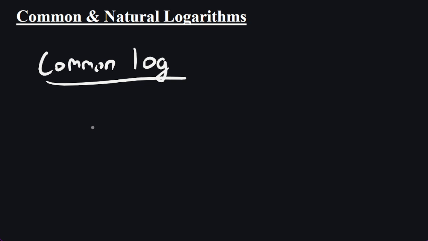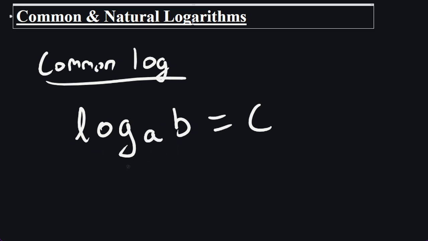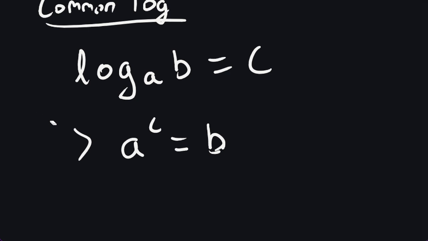As we know, logarithms are written like this: log a of b equals c. We know a is the base, and this entire thing can be rewritten as a to the power of c equals b. So that's how logarithms work, but we know that a right here is the base.